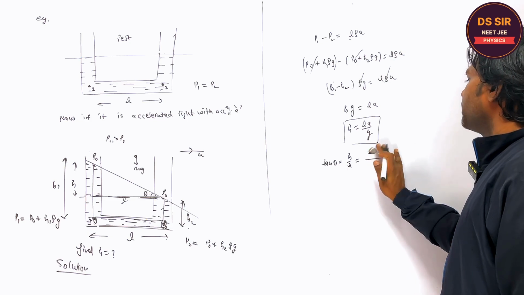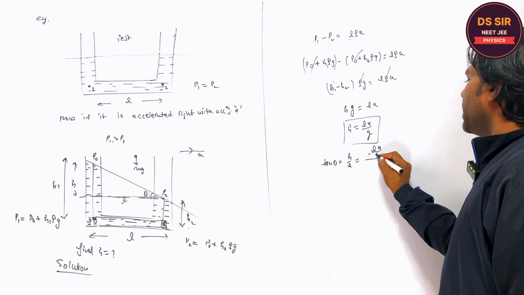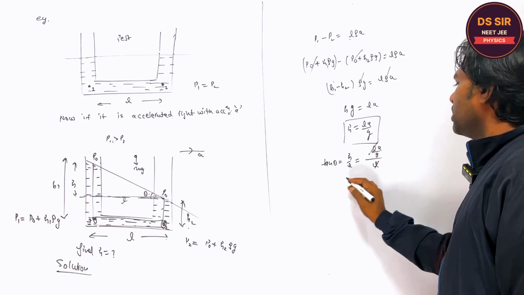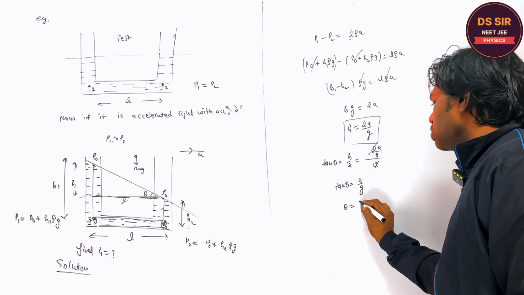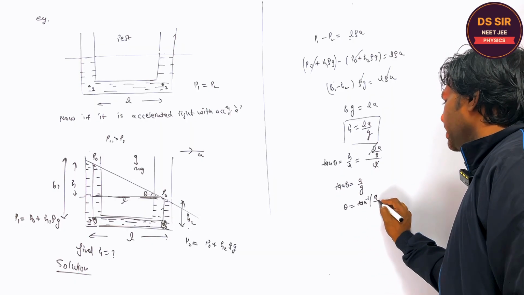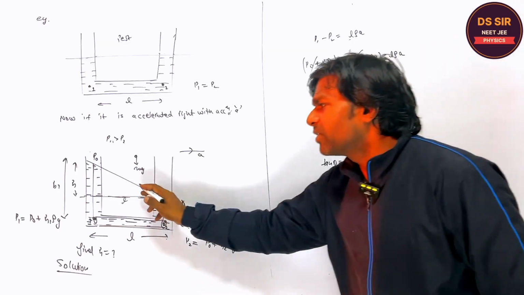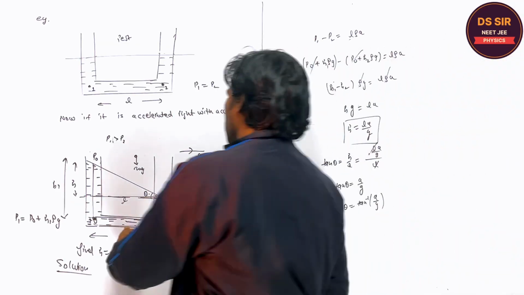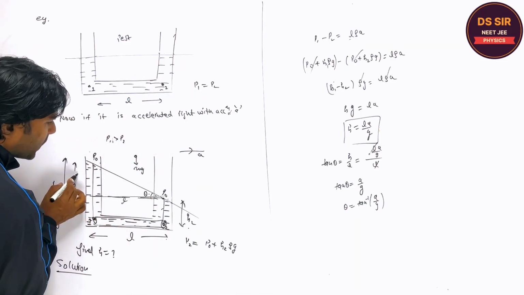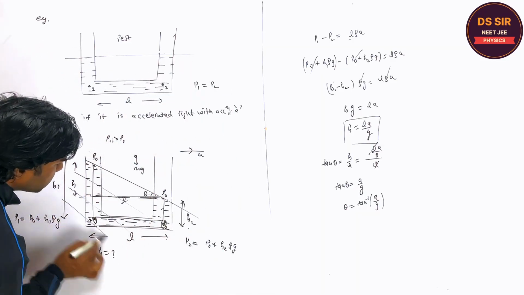Say L by G by L. So tan theta is equal to A by G. In this way also you are able to find the tan theta. Although I have given you another way to find the tan theta, right? How? Because these are the equipressure lines.